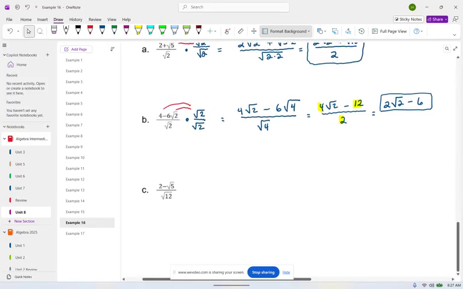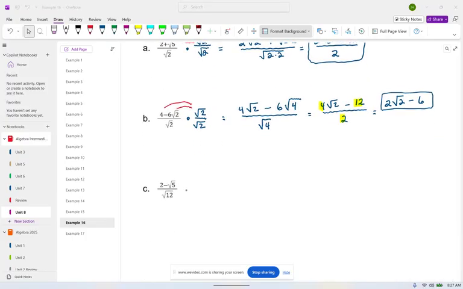On to part C. Okay, now we have the square root of 12 in the denominator, so we'll multiply the top and the bottom by the square root of 12. So on the top, we'll have 2 square root of 12 minus the square root of 5 times 12, which is 60, all over the square root of 12 times 12, which is just 12.